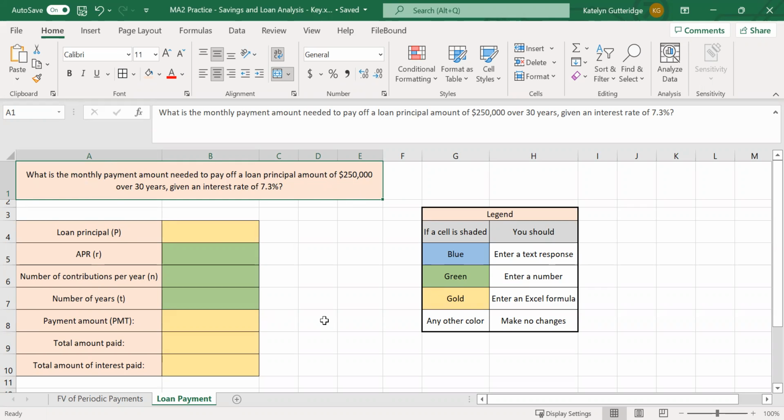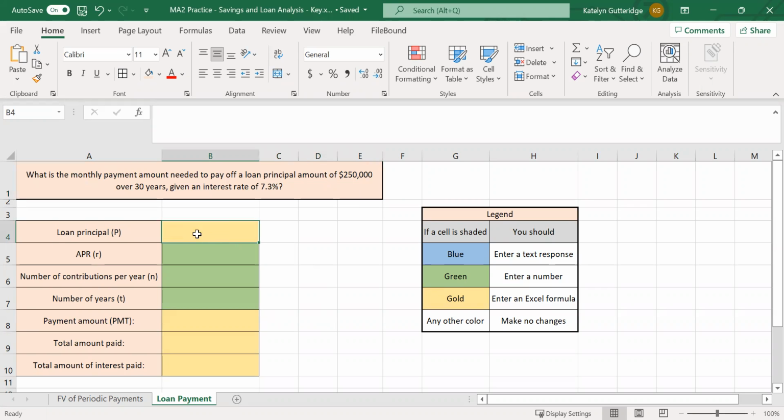Let's go ahead and start by putting in all of our information. Our loan principal is going to be that $250,000. I'm going to just type that in. That does not need to be a formula. The APR, the rate, I'm going to grab that percentage I was given, so that's 7.3, and make sure I type the percent symbol after it.